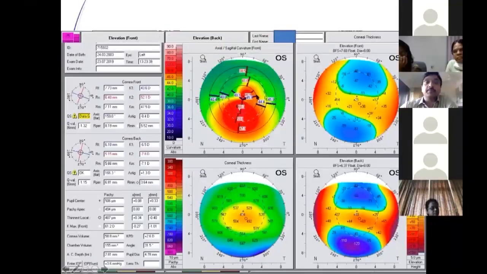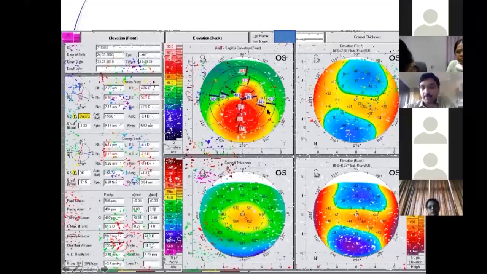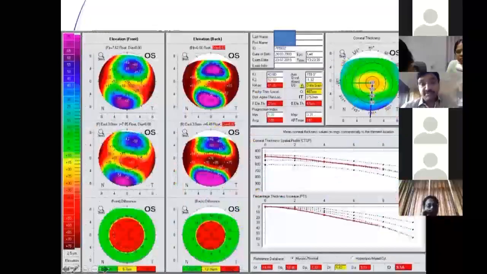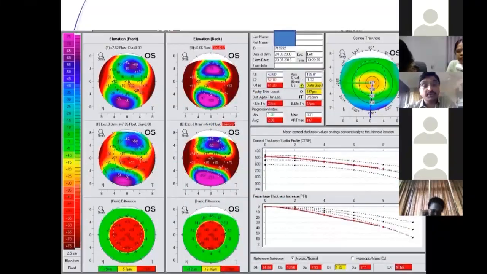Here comes the importance of the other eye of the same patient. What is the situation? It's a frank keratoconus: steep cornea, skewing, thin cornea, high posterior elevation, everything abnormal. So never take a decision based on the topo of one eye. Always see what the situation of the other eye is.